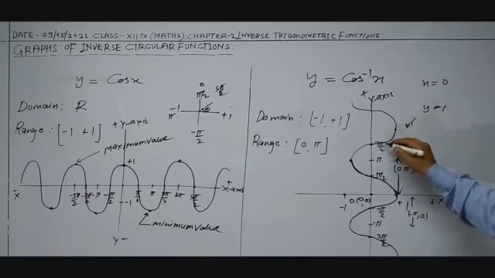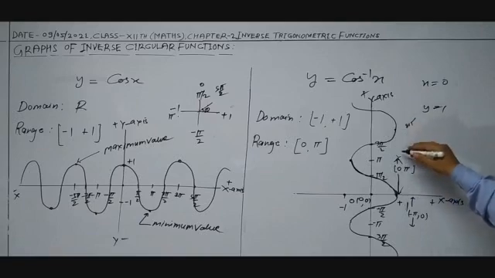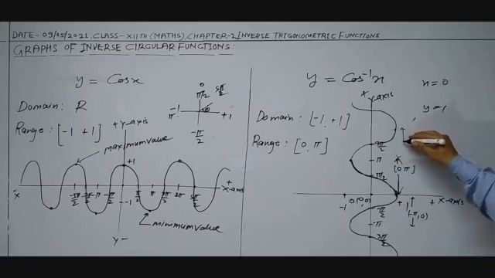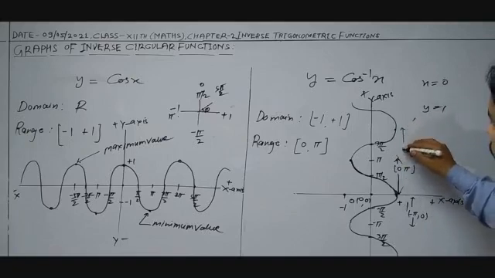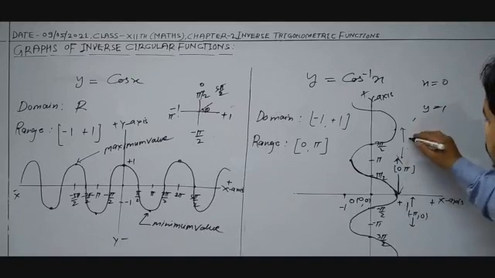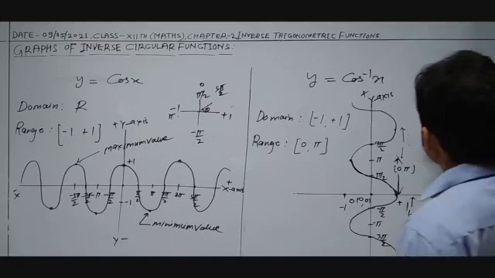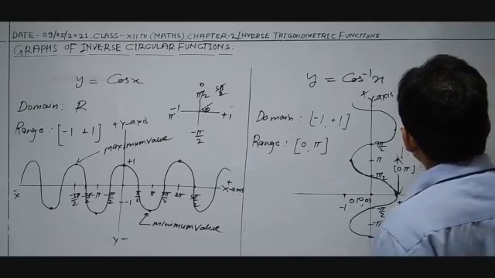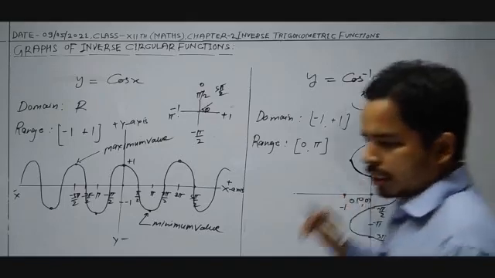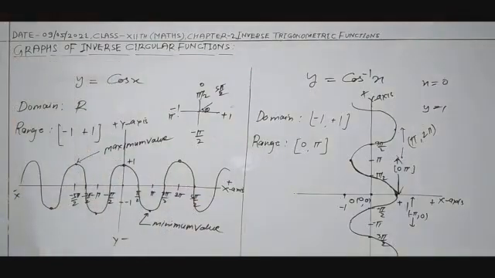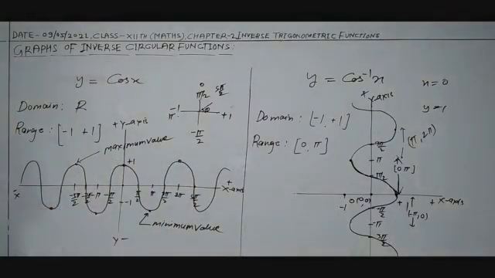So the range can also be pi to 3 pi by 2 plus pi by 2, that is 2 pi. So pi to 2 pi can be the range also. So the general range will be 0 to 2 pi. So this is the graph of cos inverse x.